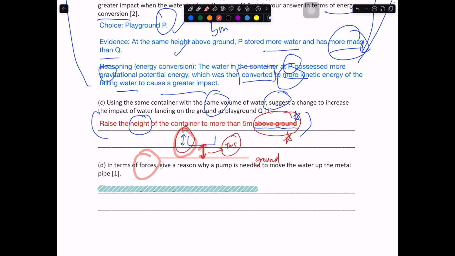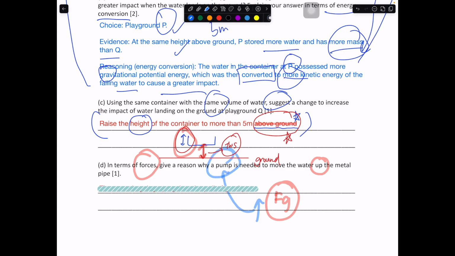Okay, in terms of forces, right? Give a reason why a pump is needed to move the water up the metal pipe. Okay, you're moving something up. What kind of forces are you going against? You are going against the pull of gravity. The gravity will always pull the water down to a lower height. That's why most of the water will eventually fall lower and lower. So if you want to move the water up, you are going against the pull of gravity. You need to put in effort to do that, and for that you need to use a pump.